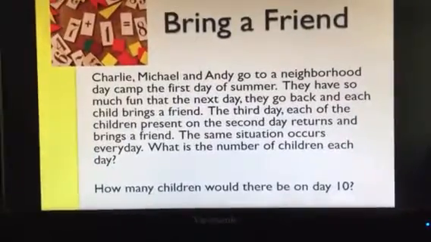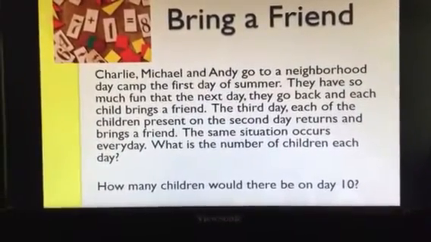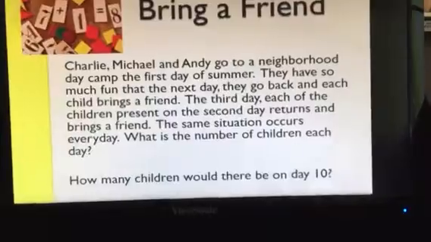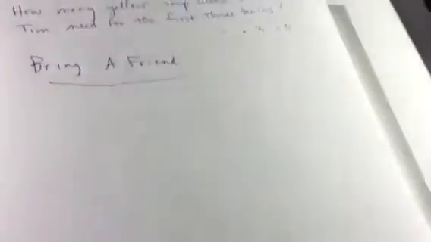Problem. Okay, so bring a friend. I will do the input-output table for this. So I got 3 boys go to the neighborhood day camp, and every subsequent day, everybody at the camp brings a friend. So my input-output table would look something like this.